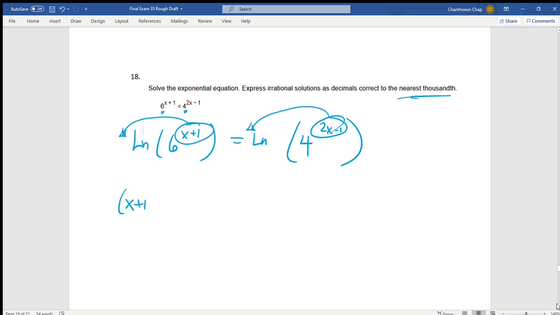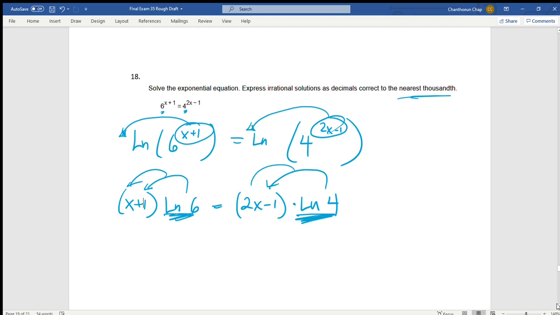So this is (x plus 1) times the natural log of 6 equals (2x minus 1) times the natural log of 4. Now we're trying to solve for x, so we've got to get the x by itself somehow. And to solve for x, I'm going to have to do distribution. So let's distribute the natural log of 6 into here, and we'll distribute the natural log of 4 into here.